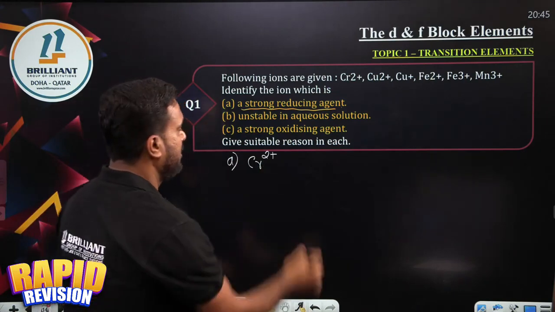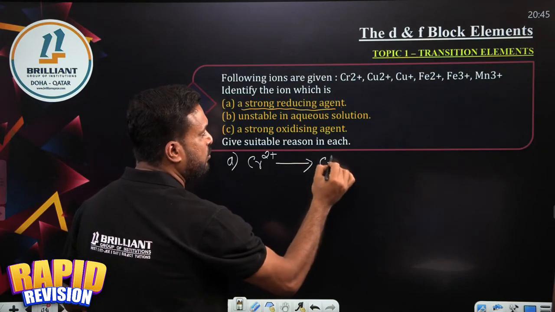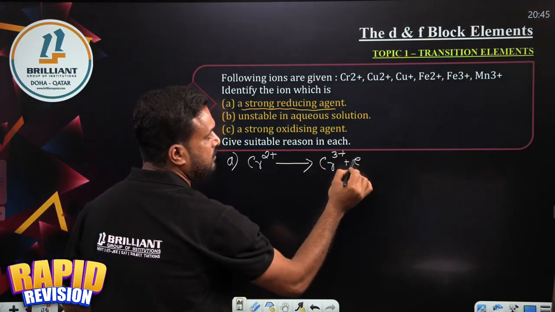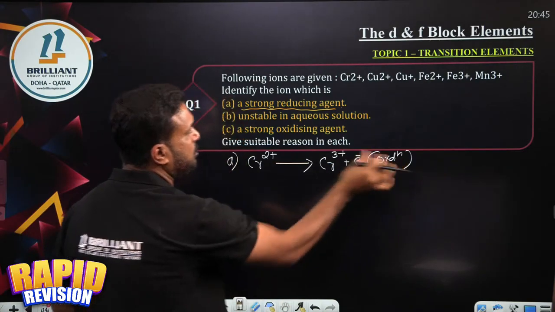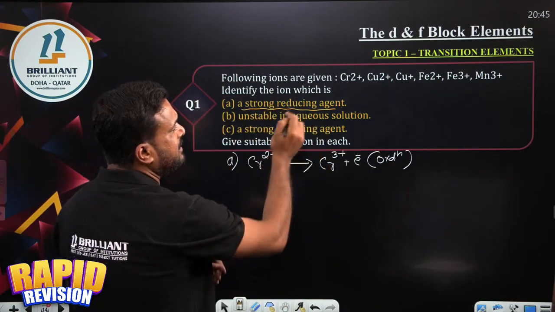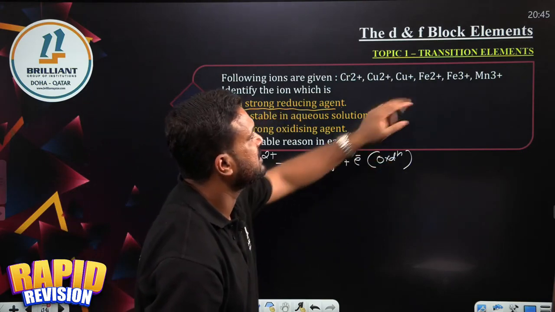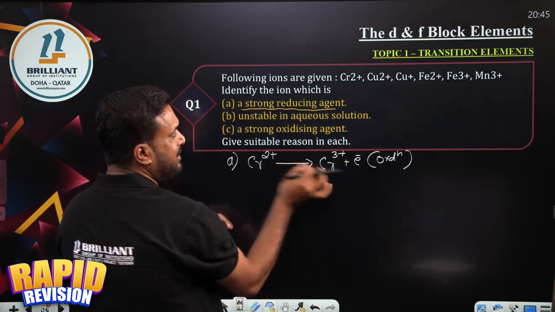I'll tell you the reason. Not Mn3+. Cr2+ will readily convert to Cr3+ by losing 1 electron, and this process is called oxidation. A species which undergoes oxidation very readily is called a reducing agent. Then you will be thinking that some other is also there. In the same way Fe2+ also can go to Fe3+. But not, because here this is the right answer.